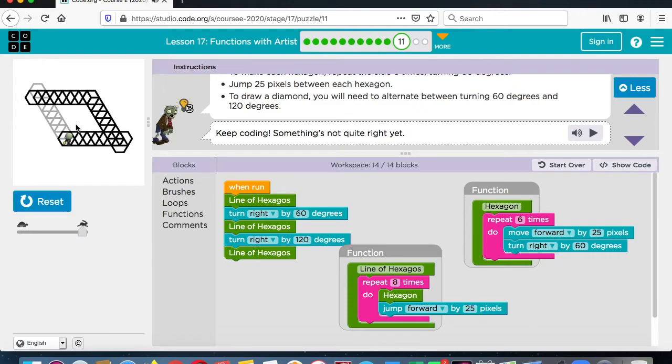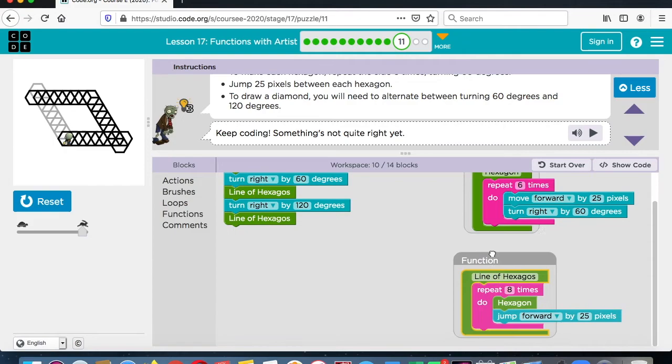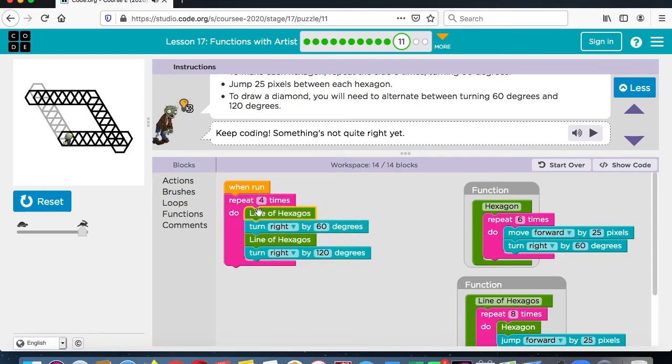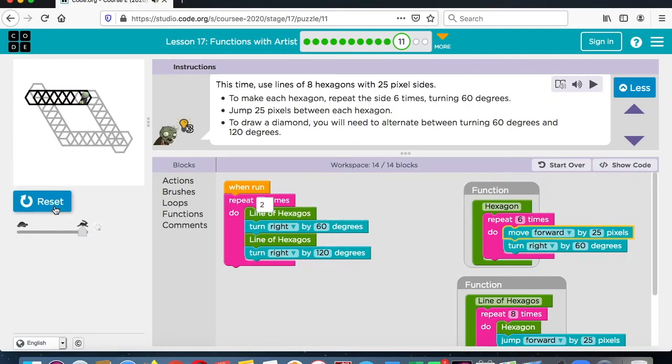Okay, now then we need to turn right and do a line of hexagons again. Now this is similar to the other one. They don't want you to go over 14 blocks. So what you do is you're just going to repeat the whole thing. And 2 times, I believe. Let's try how it looks. Yeah, there you go.